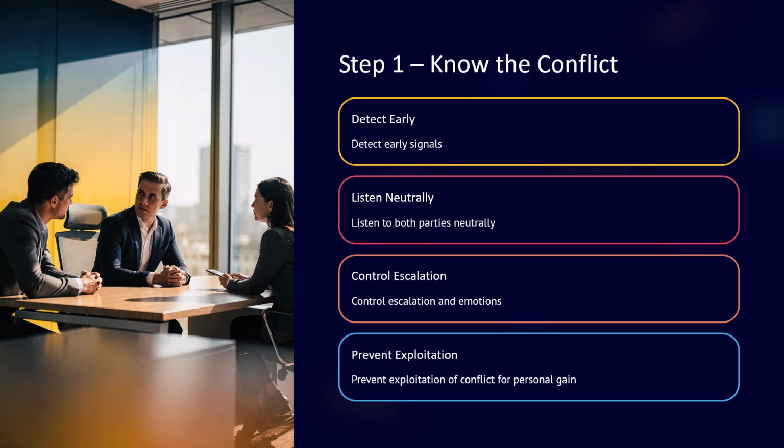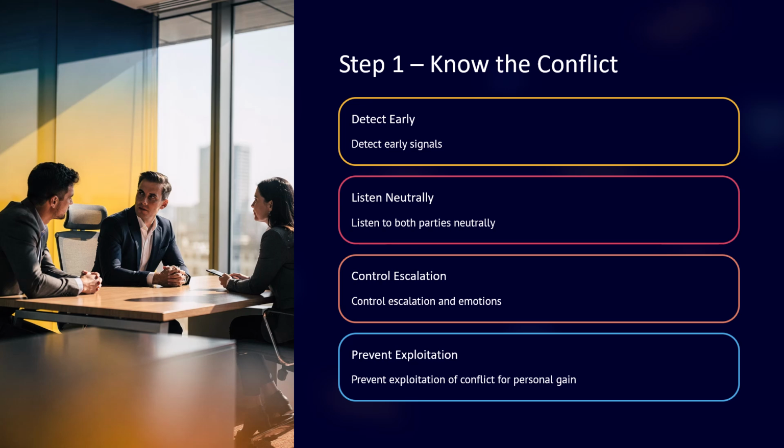When a conflict arises, a manager should not just react blindly. There is a three-step process to follow. The preliminary step is simply knowing the conflict. You need to identify it early. The earlier you catch a conflict, the easier it is to fix. A small spark is easy to put out, but a full-blown fire is not.